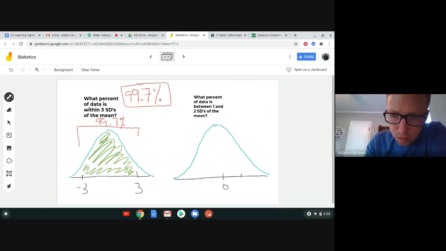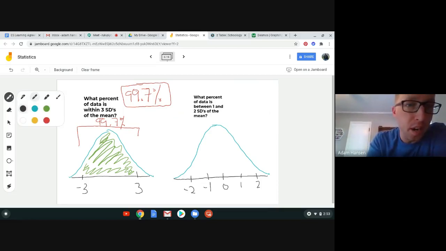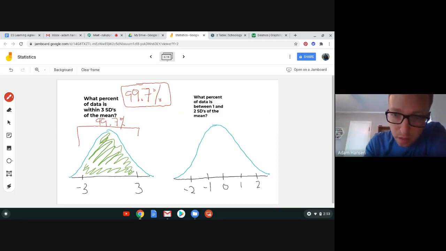And labeling some standard deviations. All right, so let's get a few things put together here. I know that within 1 standard deviation lies 68% of the data. Within 2 standard deviations would lie 95% of the data.